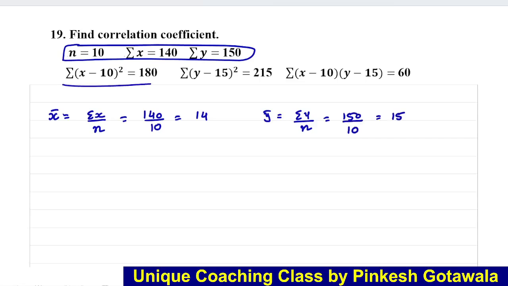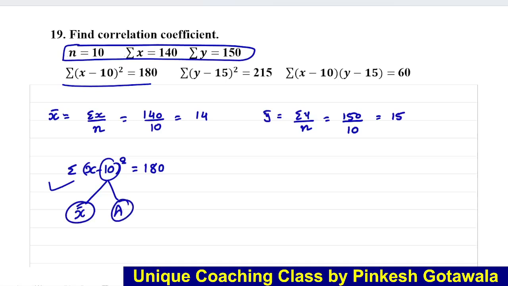Now just check this: sigma (x minus 10) whole square is equal to 180. So here are two possibilities: this 10 would be the mean or the assumed mean. This is about variable x. We are doing the calculation for variable x. So if it is the mean, then it must be x bar. And the second option is assumed mean, A. That is, it can be either x bar or it can be A. So first of all, we have to check whether it is x bar or not.